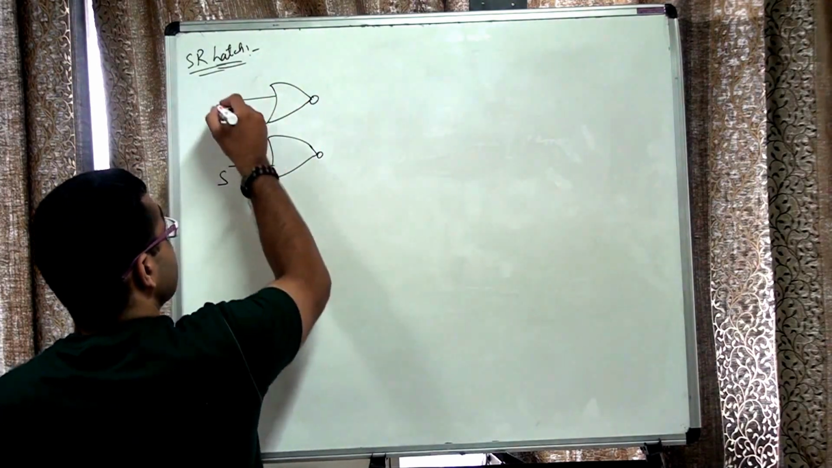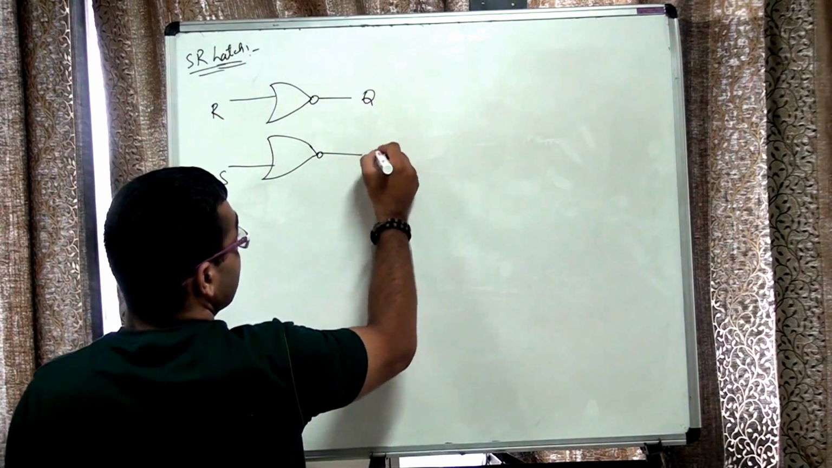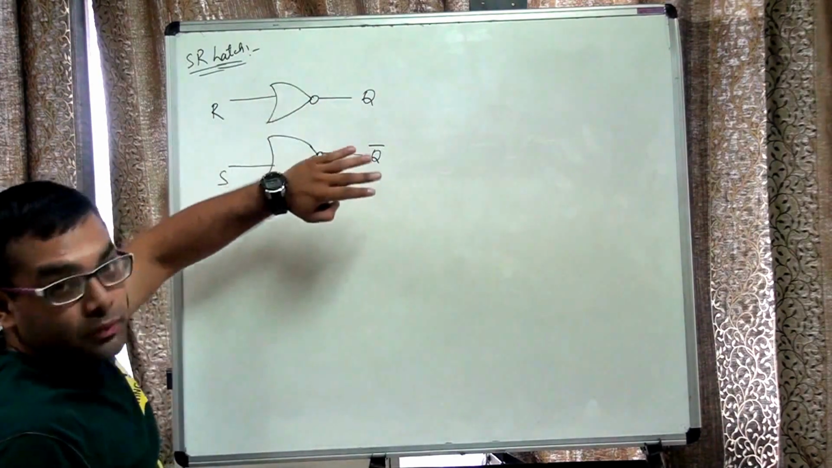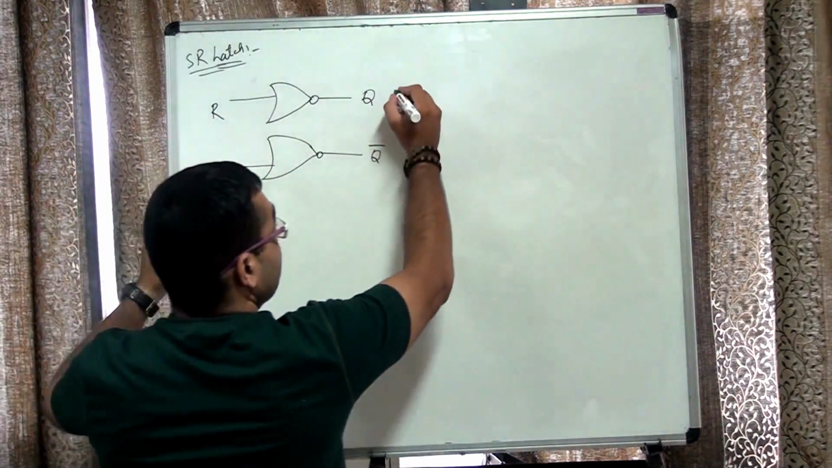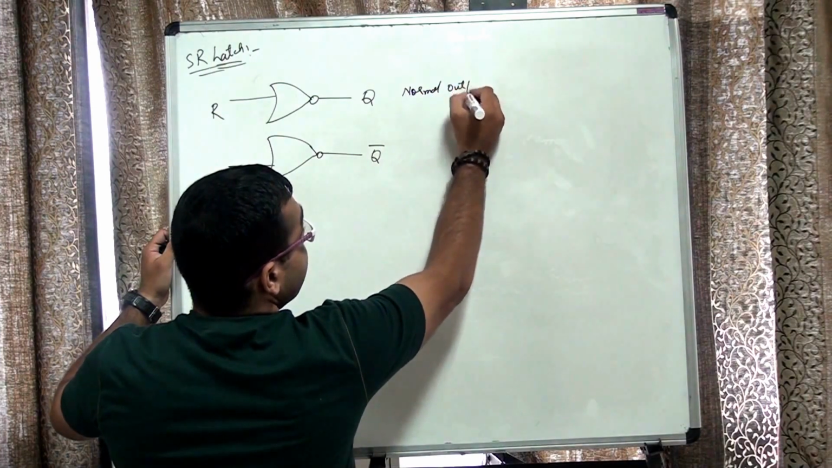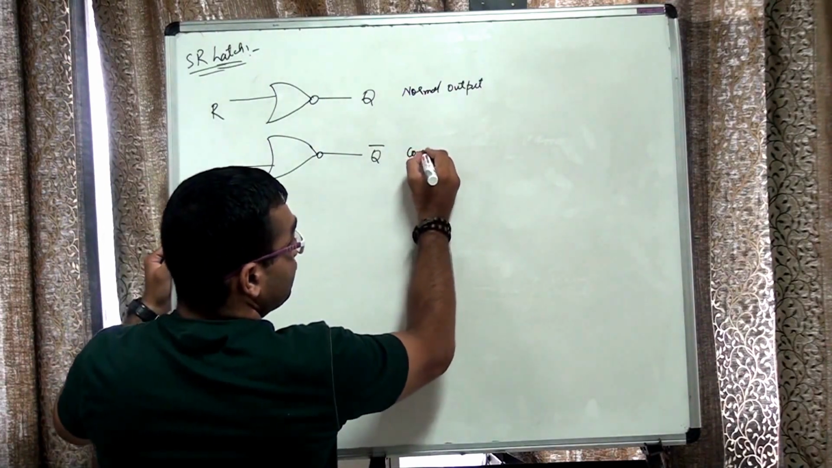Okay, so I call this S, this as R, this I call as Q, this I call as Q bar. Now first of all let us try to see what is Q and Q bar. Actually Q is called the normal output. Alright, and this Q bar is called the complemented output.